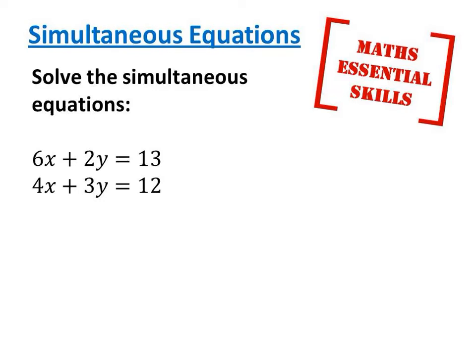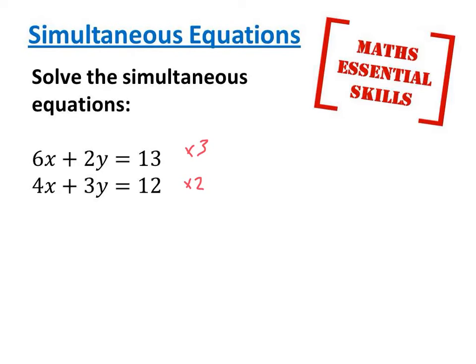To solve simultaneous equations, we need to manipulate the equations until we've got the same number of the second variable, in this case the y, and very often it's a y. Now at the moment I've got 2 y's in one and 3 y's in the other. I need to manipulate them so the y's are the same. So I know I can multiply the top one by 3 and the bottom one by 2, because then I'll have 6 y's, and I'll do that now.